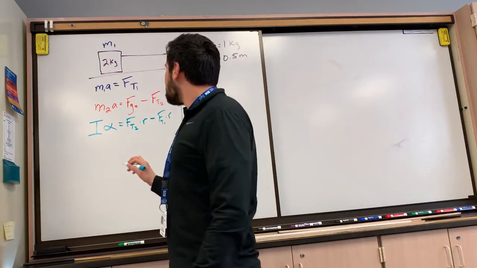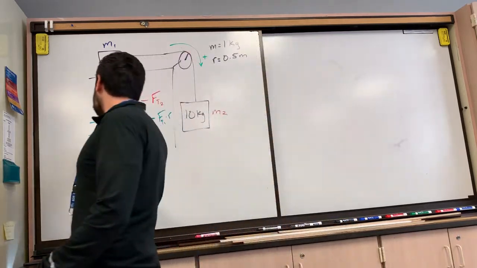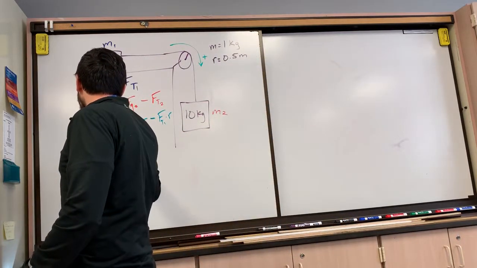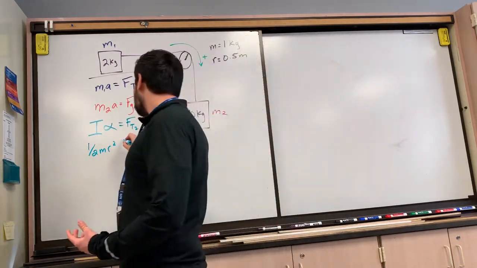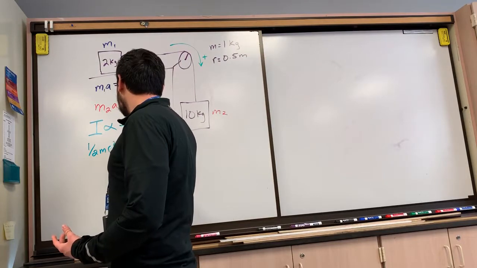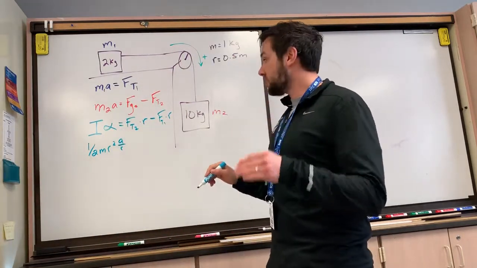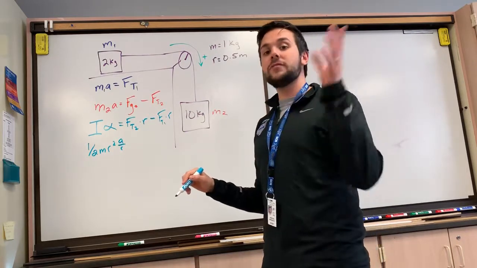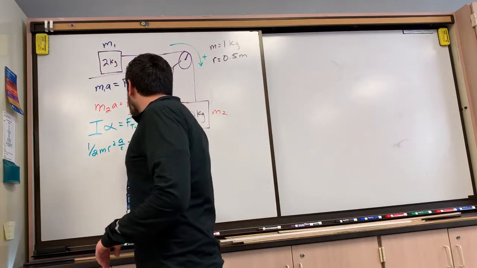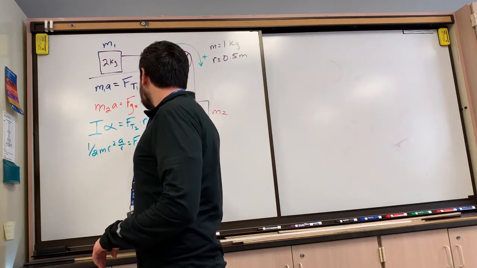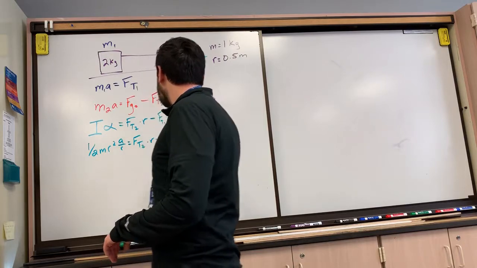So my moment of inertia, we're going to say this pulley is a uniform cylinder. My moment of inertia is 1/2 mr squared. My acceleration turns into a over r. And remember, a and alpha are two different variables. A is your translational acceleration, alpha is your rotational acceleration. And then I'm going to set that equal to ft2 times r minus ft1 times r.